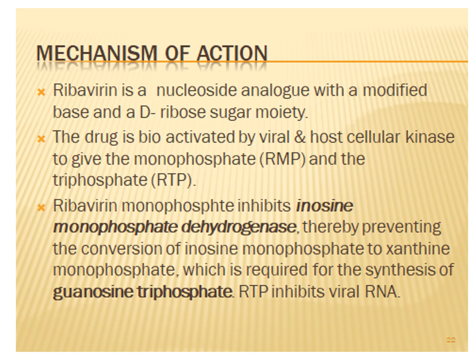Mechanism of action. Ribavirin is a nucleoside analog with a modified base and a D-ribose sugar moiety. The drug is bioactivated by viral and host cellular kinases to give the monophosphate and the triphosphate. Ribavirin monophosphate inhibits inosine monophosphate dehydrogenase, thereby preventing the conversion of inosine monophosphate to xanthine monophosphate, which is required for the synthesis of guanosine triphosphate. And RTP, that is ribavirin triphosphate, inhibits viral RNA.